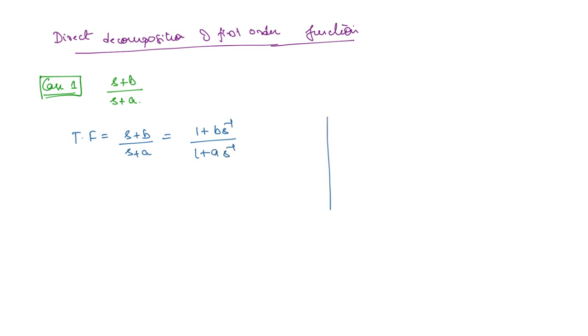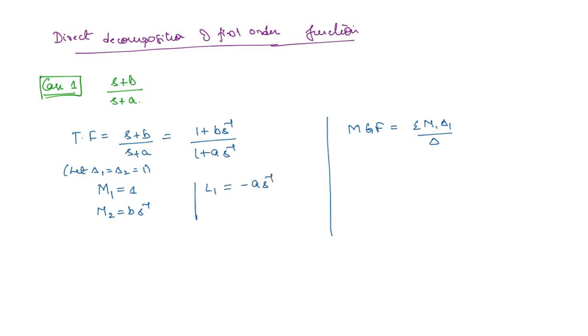Now if you compare this with Mason's gain formula, what is it? Sigma M_k delta_k by delta. Here you have two terms in the numerator, so you have two forward paths. What will be the paths? Here we will always assume delta_1 is equal to delta_2 is equal to 1. That means all of the loops will be touching the forward paths. So M_1 will be equal to 1, M_2 will be equal to b s^-1. Then what about the loops? There will be only one loop, and what will be the gain of that? Minus a s^-1.